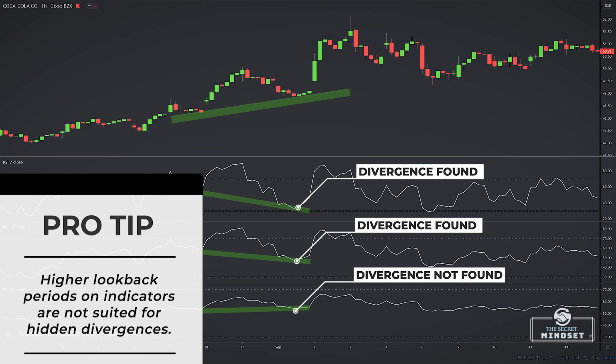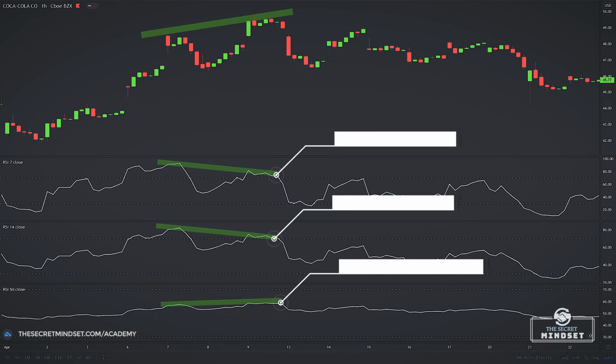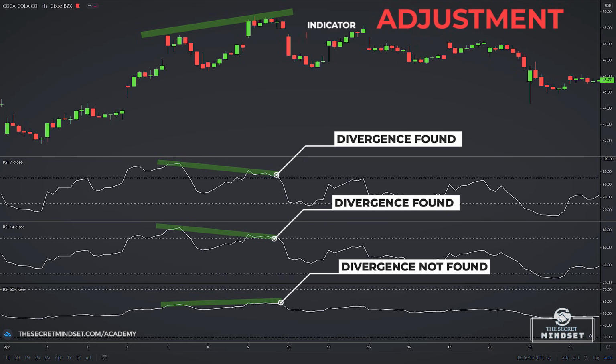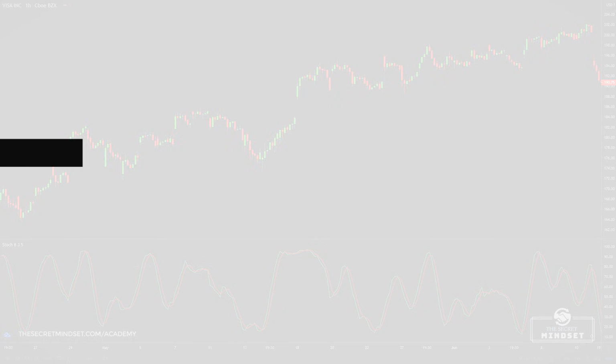So remember this. Higher lookback periods on indicators will not suit hidden divergences. The same for regular divergences. Larger settings will produce a higher lag. Of course, there will be periods when market volatility and momentum cycles will change, and the indicator settings you have been using will be much less useful, so you may need to slightly shorten or increase the lookback period to find the optimal divergences.